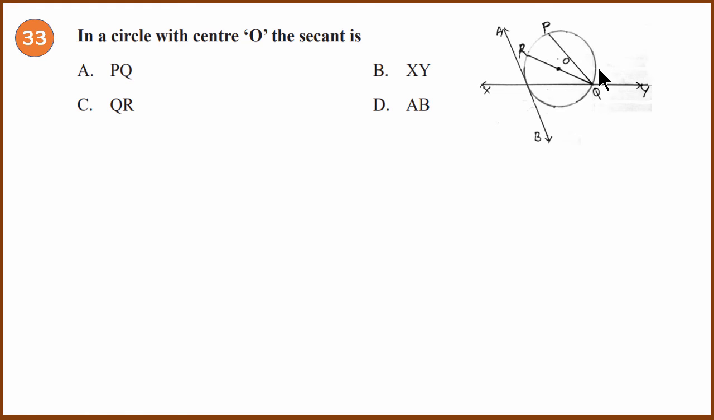In the circle with the center O, the secant is... Secant means a line that intersects the circle at two points. So the correct answer is XY, because it intersects at 2 points and it is a line which is going through the circle.